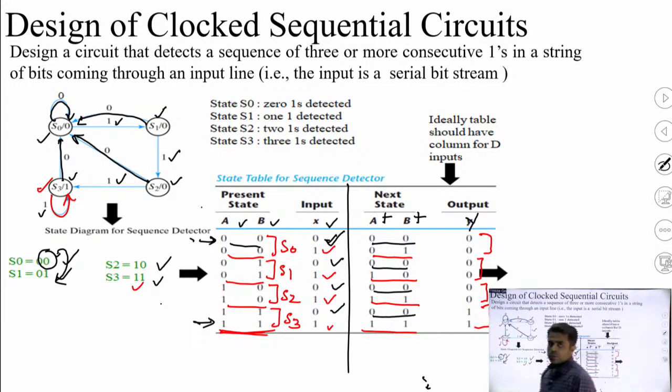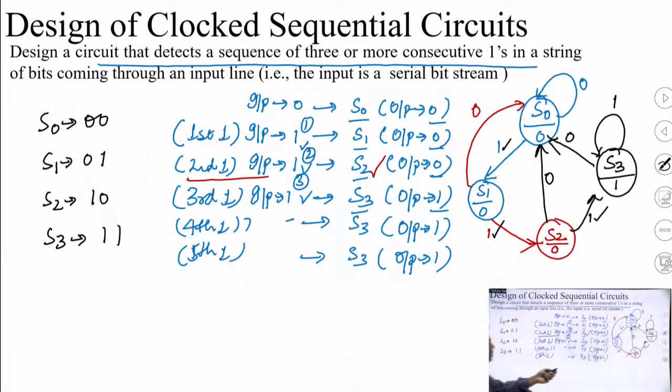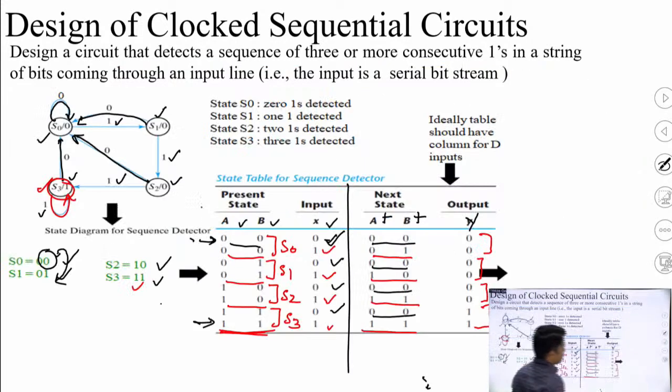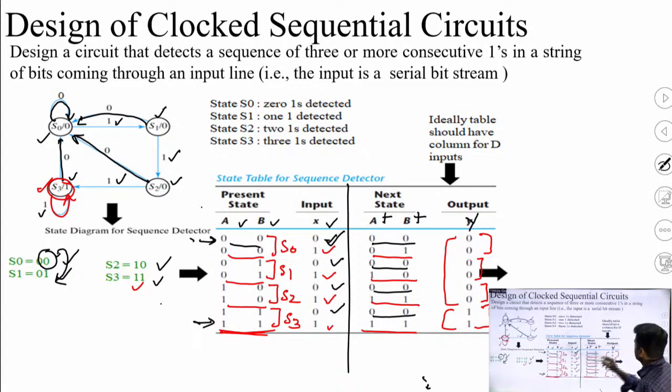Okay. So, in this way we have prepared the output section from this table only. You can see that only S3 is giving you high output, and S0 output is 0, S1 output is 0, S2 output is 0. So, that is being depicted here, S0 to S2 output is 0 and S3 output is 1. Okay. So, this is the state table. Now, from the state table you have to note down the minterms.